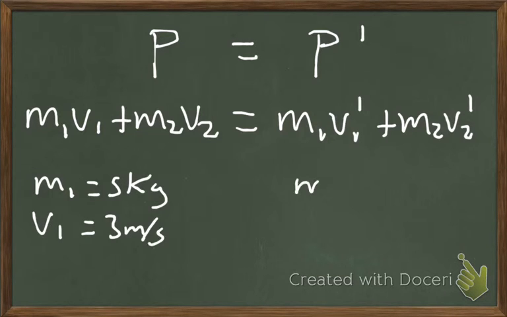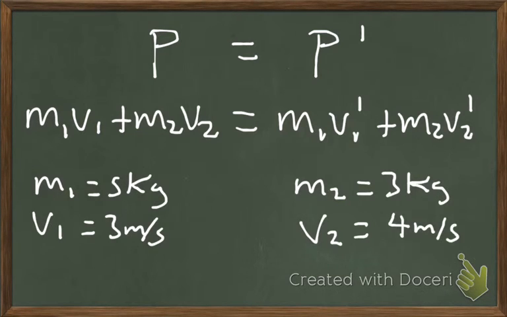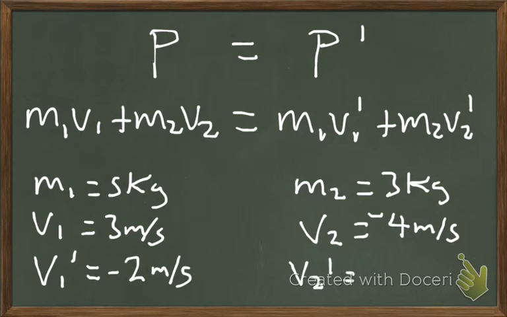So let's give a couple of numbers to our situation. Let's say before, we know that the one on the left is moving at 3 meters per second, the one on the right is moving at -4 meters per second, and their masses are 5 and 3. Just to get practice with the equation, let's suppose we knew that, let me back up.